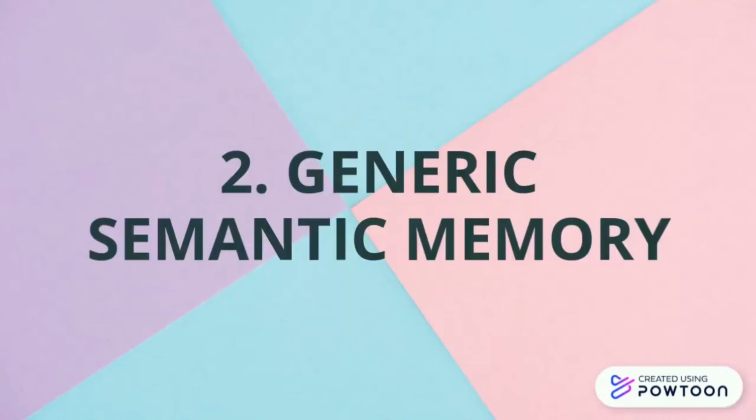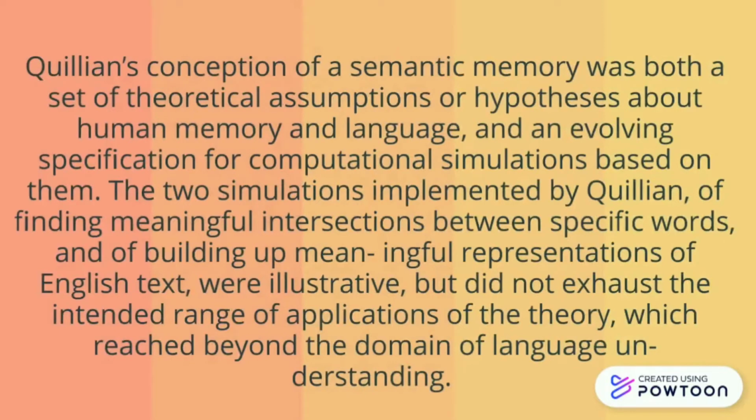2. Generic semantic memory. Quillian's conception of a semantic memory was both of a set of theoretical assumptions or hypotheses about human memory and language, and an evolving specification for computational simulation based on them.